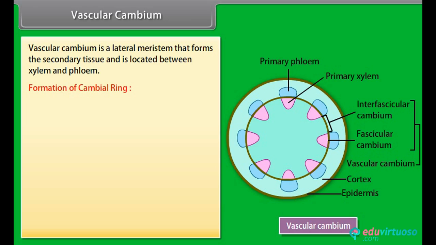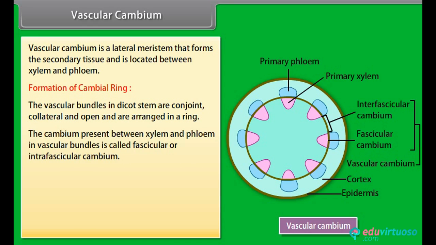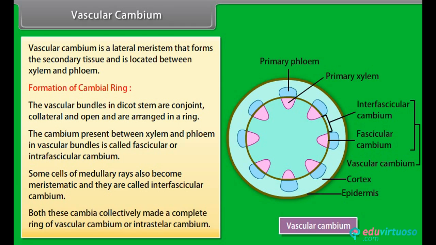Formation of cambial ring. The vascular bundles in dicot stem are conjoint, collateral and open and are arranged in a ring. The cambium present between xylem and phloem in vascular bundles is called fascicular or intrafascicular cambium. Some cells of medullary rays also become meristematic and they are called interfascicular cambium. Both these cambia collectively make a complete ring of vascular cambium or interstelar cambium.